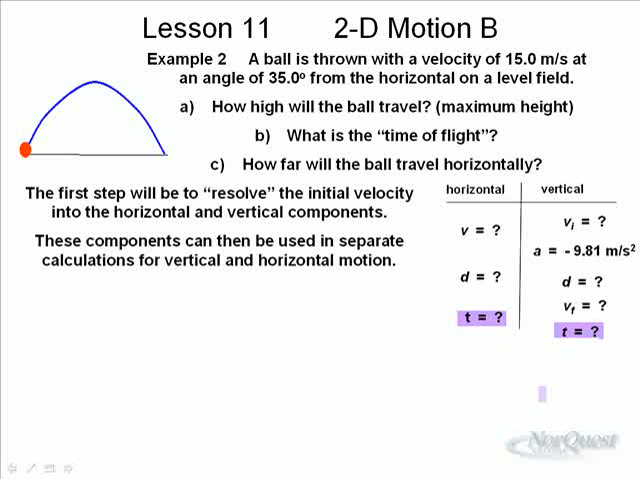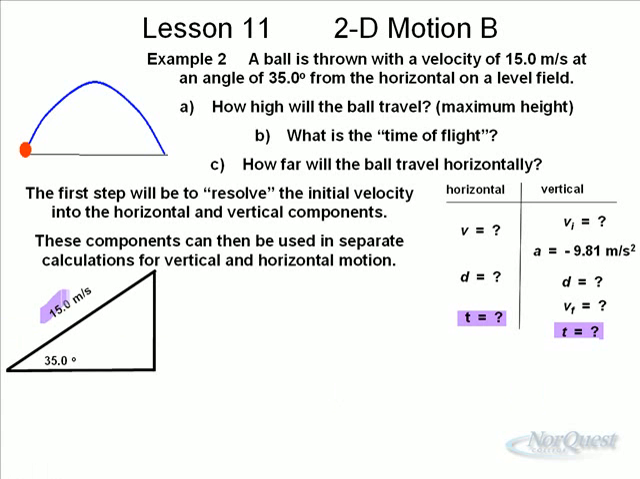So what we need to do is use trigonometry and take our initial velocity of 15 meters per second. This ball is being thrown at an angle of 35 degrees with a velocity of 15 meters per second. And so we need to find out what is the vertical component and what is the horizontal component. Those components need to be found using trigonometry.